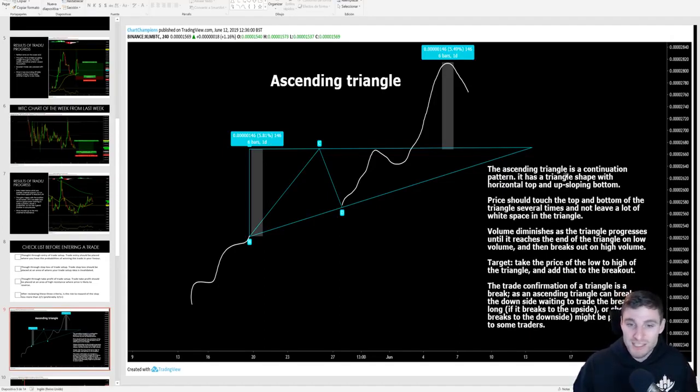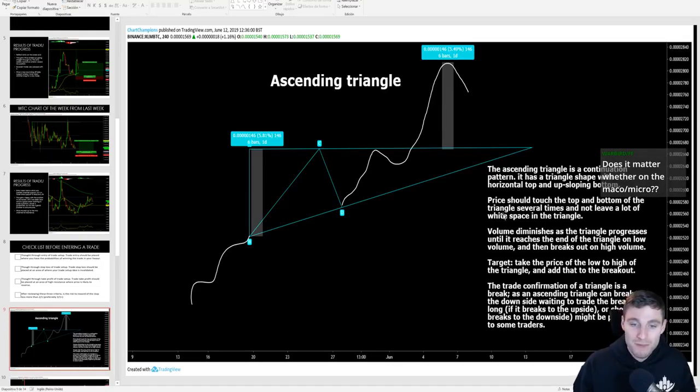So the ascending triangle is a continuation pattern. It's a triangle shaped with a horizontal top and an upsloping bottom, so you have your higher lows with a flat resistance line. Price should touch the top and bottom of the triangle several times and not leave a lot of white space in the triangle.